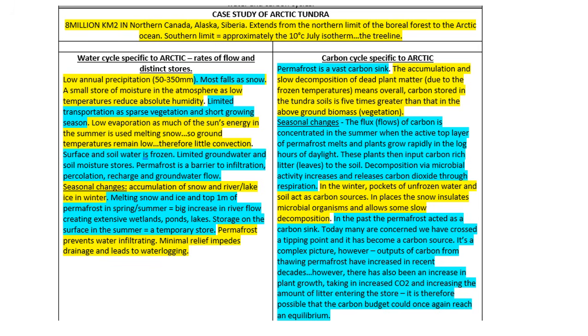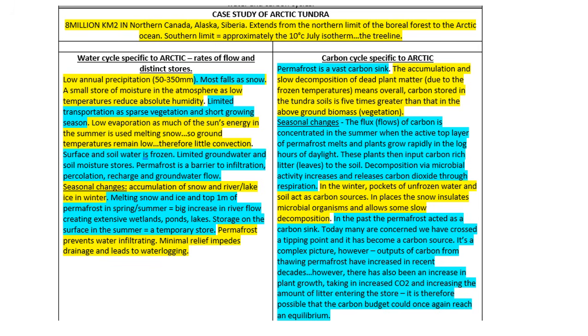Very little evapotranspiration because there's very little vegetation, certainly no trees, and a very short growing season in the summer. Very little evaporation because all of the sun's energy is used up melting snow. Certainly no convection because the air is not being warmed by the land and rising. All of the water on the surface and in the soil is frozen. It becomes an impermeable surface, and so the water can't infiltrate and sits therefore on the surface. So there's no percolation, no groundwater flow, everything's frozen.